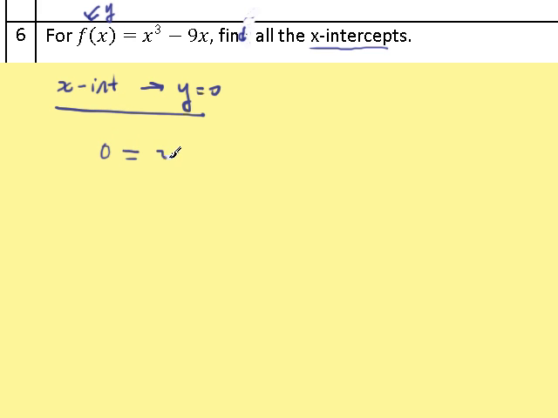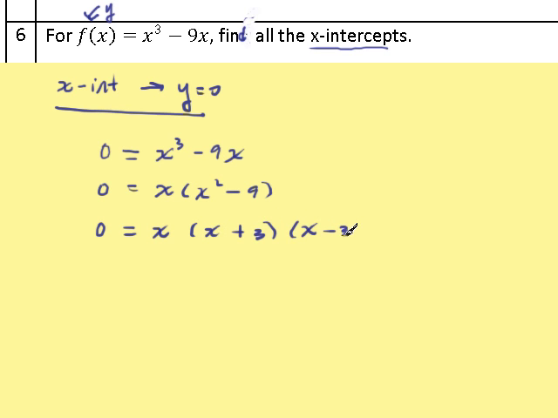So we have 0 is equal to x cubed minus 9x. Factor out an x over here. And we have 0 is equal to x times (x plus 3) times (x minus 3). And we solve this by setting each factor equal to 0, and we get 3 solutions: x equals 0, x equals minus 3, and x is equal to 3. So we have 3 x-intercepts.